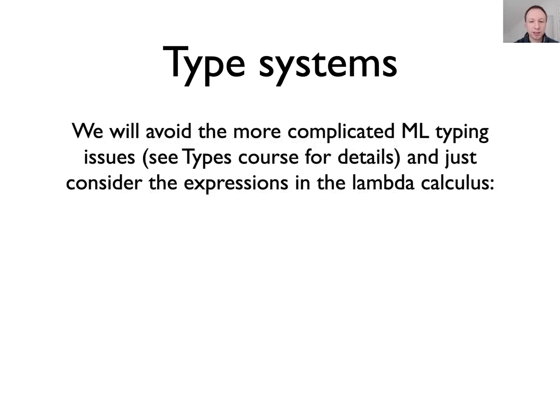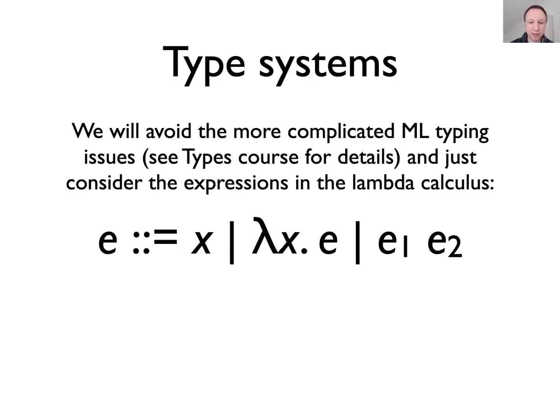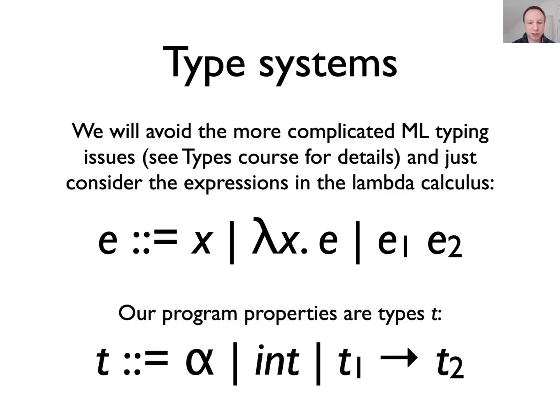And we're going to avoid more complicated ML typing and just consider expressions in the lambda calculus. So, very simply, E could be some kind of variable, or constant, some kind of lambda abstraction, or some kind of lambda application. And our program properties are the types T. We've got an alpha, we've got an int, or we've got a T1 to T2. So a very, very simple language here, just for looking at inference-based analysis.